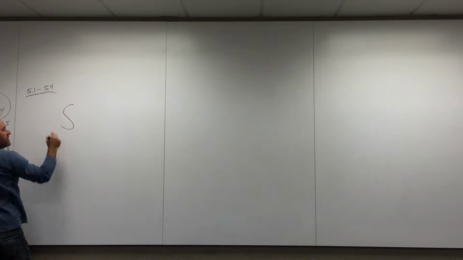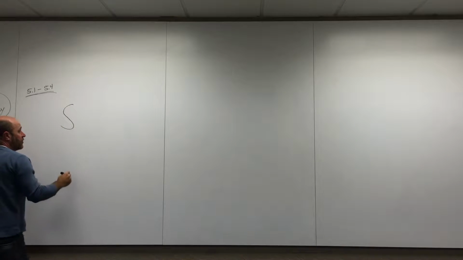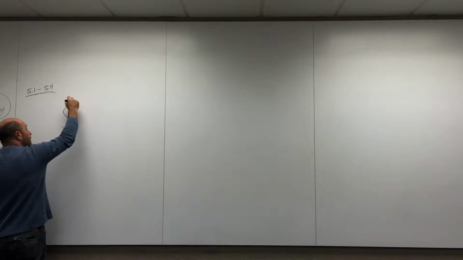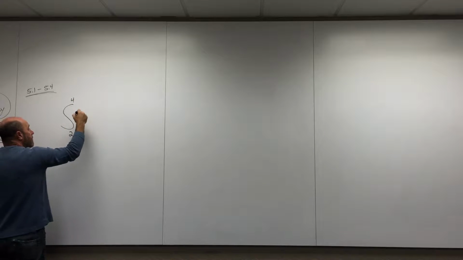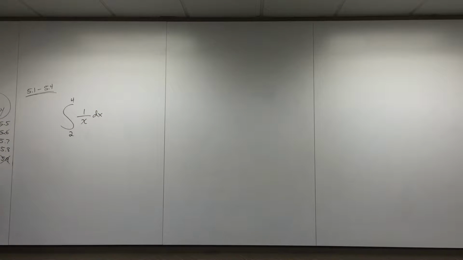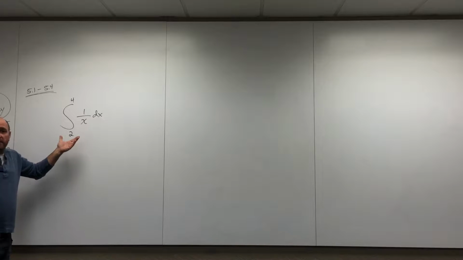One thought is, when we got up here into 5.4, we started doing what we call definite integrals. An integral from 2 to 4 of 1 over x dx. It's a definite integral. Can you guys do this one? I don't know if you know this one. You've got to know its antiderivative. Natural log. Good.